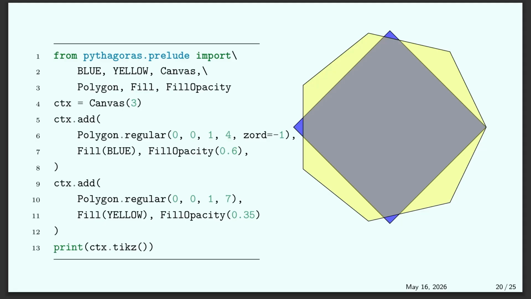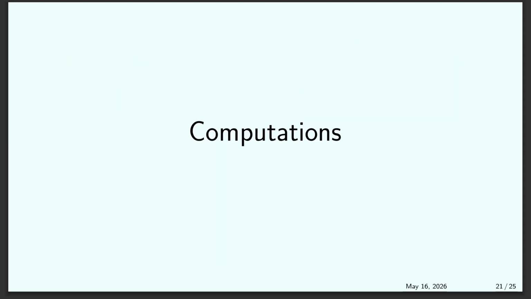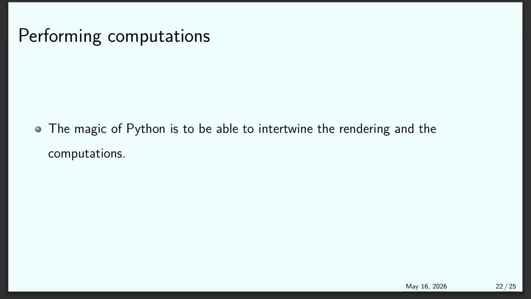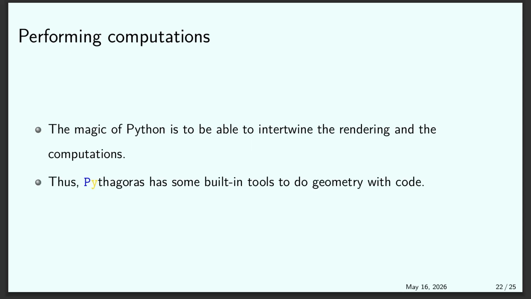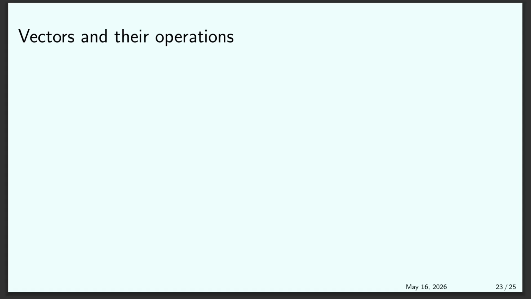And now we're gonna go into the computations, how to do operations in Pythagoras. Again, the magic of Python. What is the reason you want to use Python? Because with Python you can mix the computations and the graphics, so that you don't have to separate them. That's why Jupyter Notebook exists. So Pythagoras has some built-in tools. I'm working on improving it for doing geometry with code.